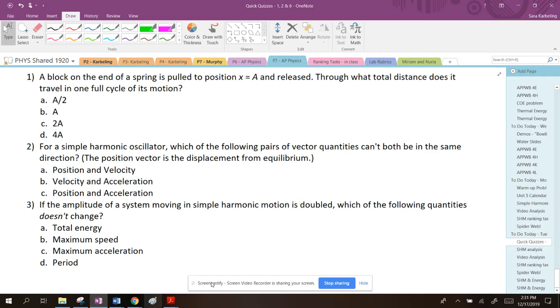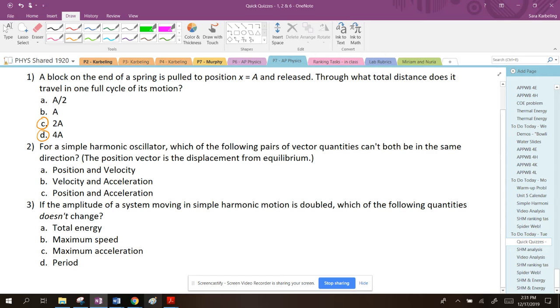Do you guys want to vote? A over 2, A, 2A, 3A, or 4A? Okay, so I see hands up for both 2A and 4A.